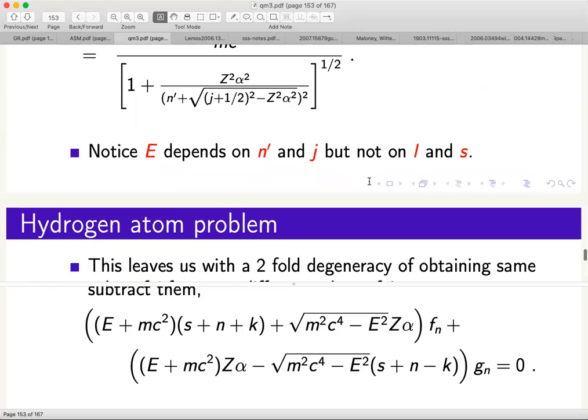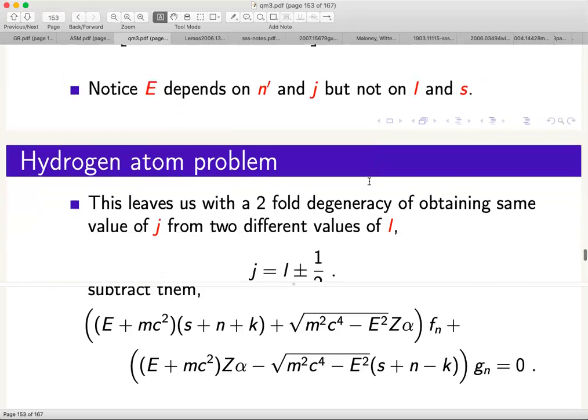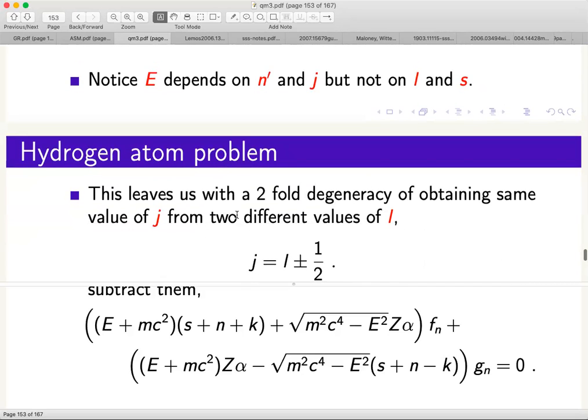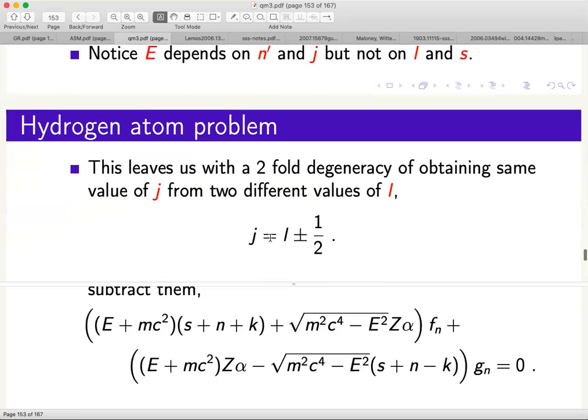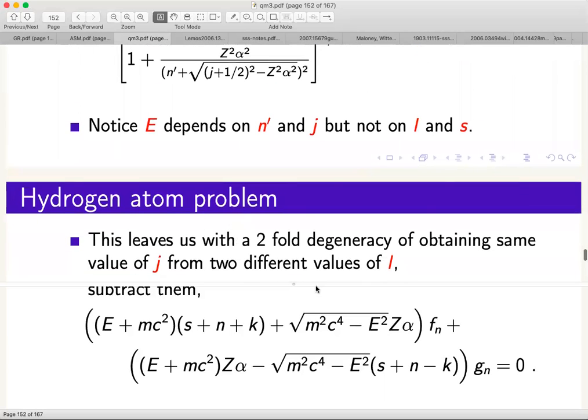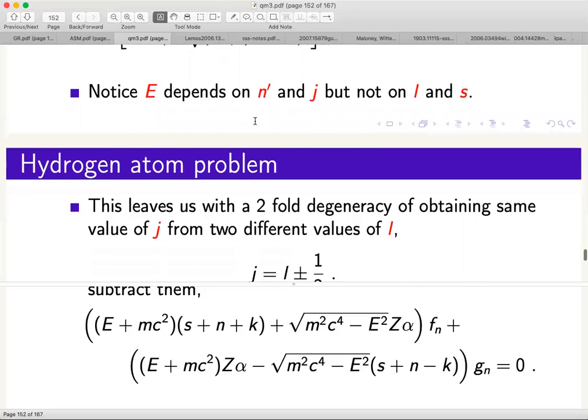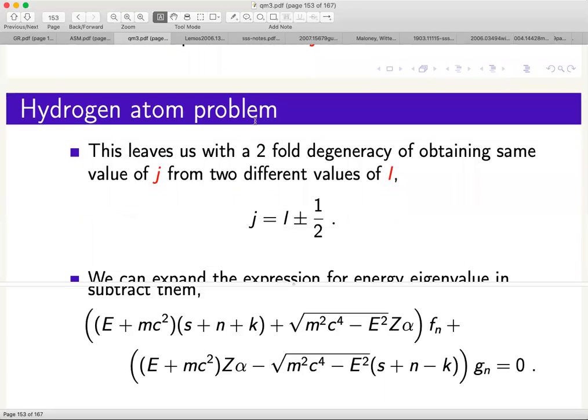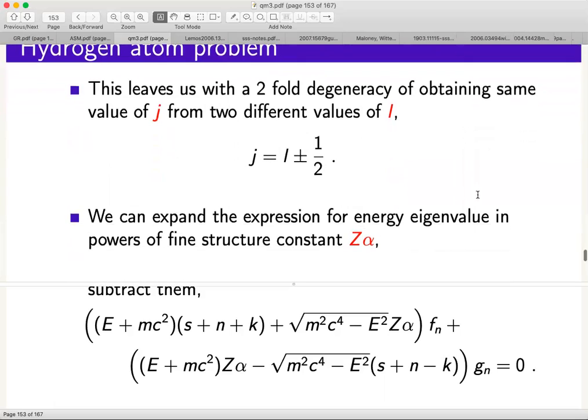First thing, of course, is that there is a twofold degeneracy because the energy does not depend on L or S. So J has two different L values, L plus half or L minus half, and the spectrum is independent of which L is contributing because it depends only on J. There are two values of L which would contribute the same J value. So the states are twofold degenerate.